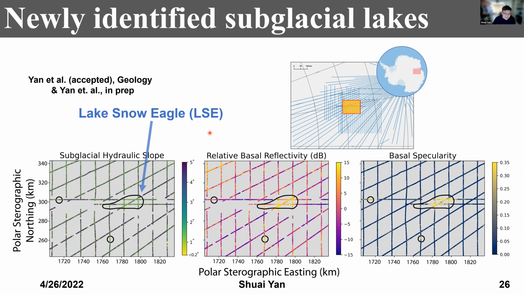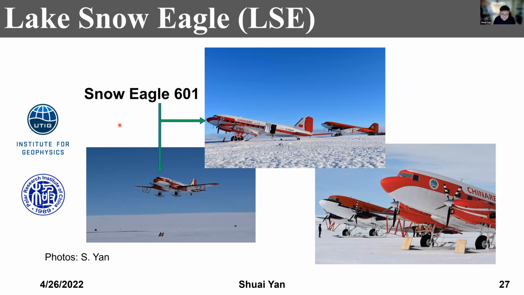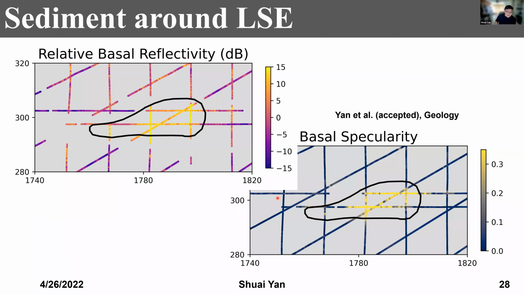And we gave this lake a name, Lake Snow Eagle. It's named after the aircraft we used to do most of the survey here. So we're just trying to acknowledge her contribution here. And in the background, you can see her twin sister, JKB. Lake Snow Eagle is about 40 kilometers by 15 kilometers.